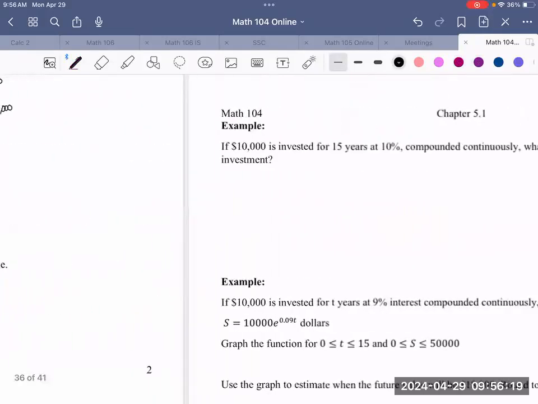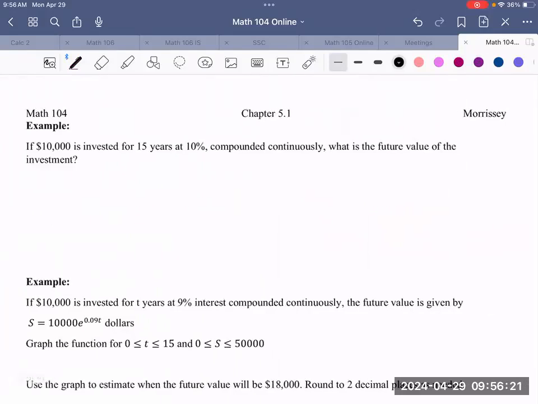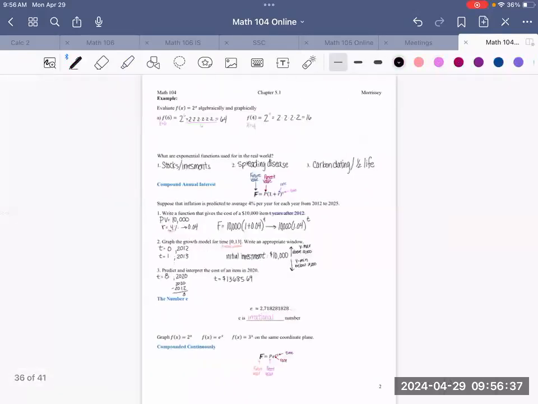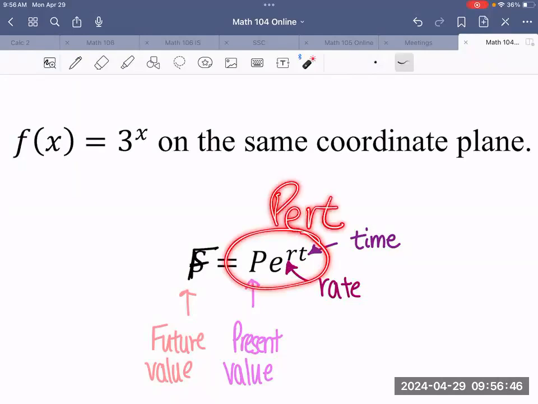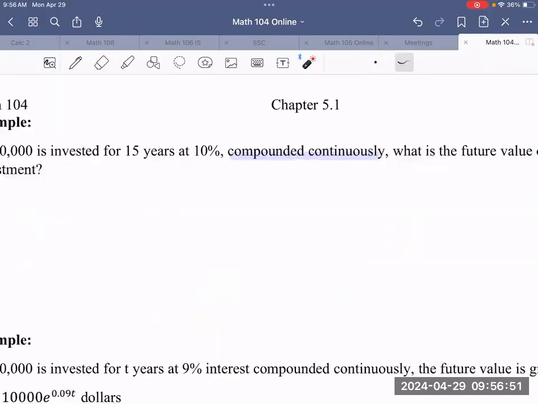So if we were to try this next example, we have $10,000 invested for 15 years at 10% compounded continuously. What is the future value of the investment? So as long as they say compounded continuously, we are able to use your equation over here. Now, your equation does have a small nickname. It is called PERT, because if you put these all together, they look like the word PERT. Keep in mind, though, r and t are raised to the e.